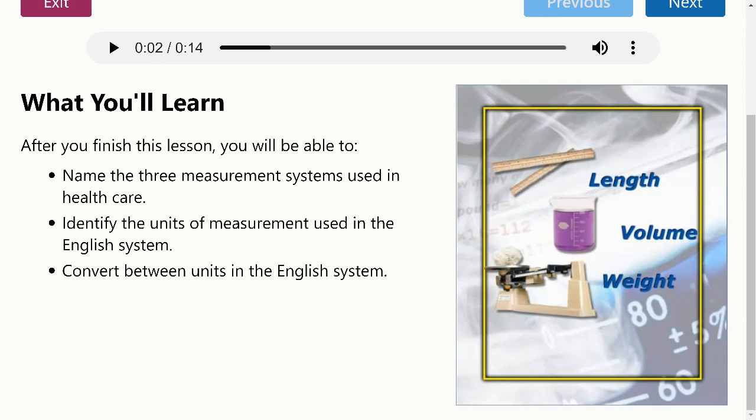In this lesson, we're going to name the 3 measurement systems that are used in healthcare. We're going to identify the units of measurement used in the English system. We're going to convert between units in the English system.